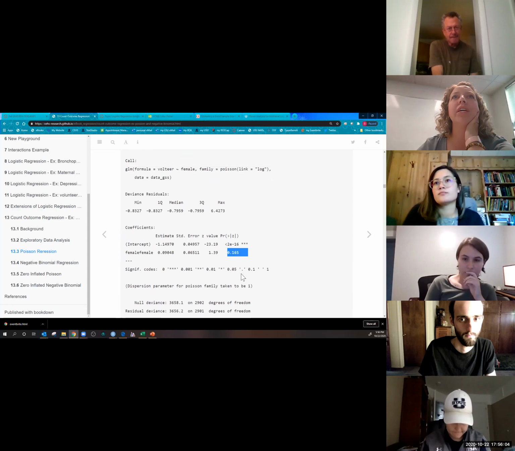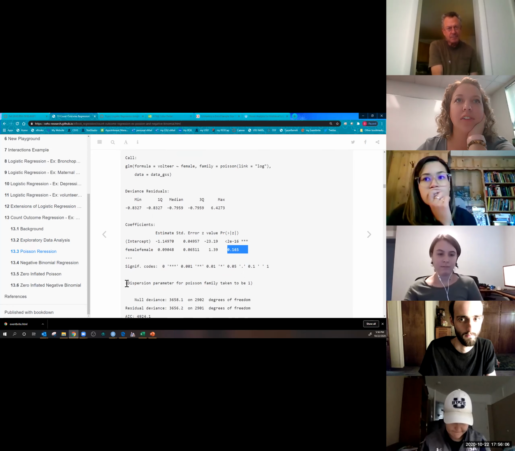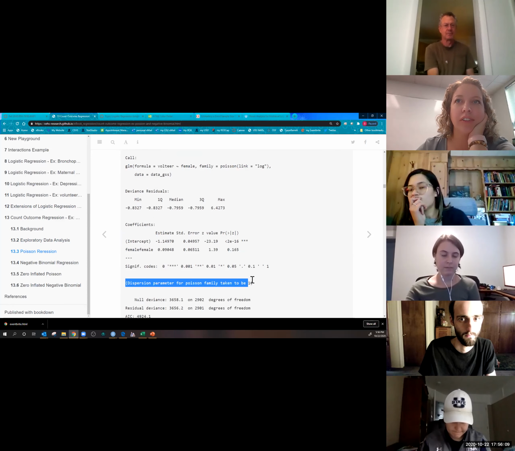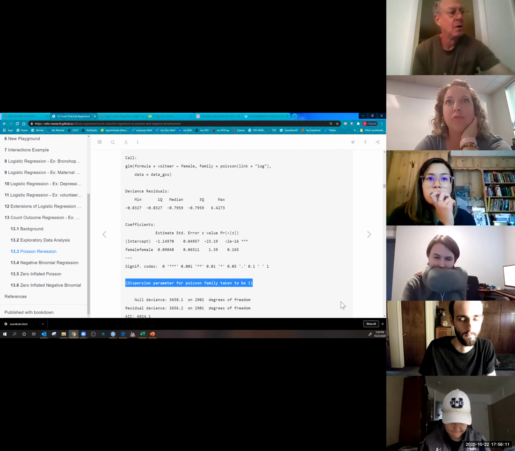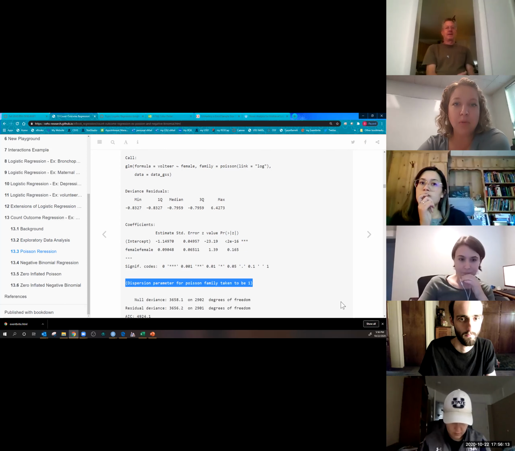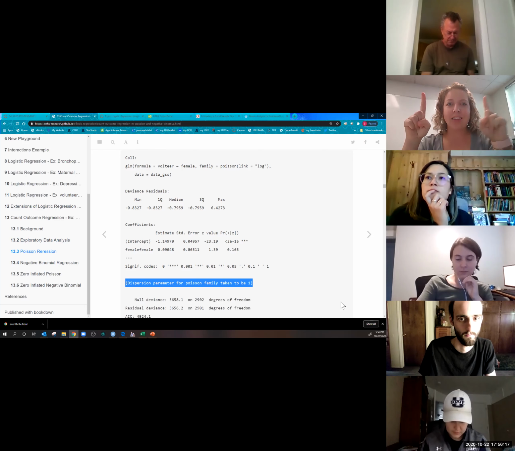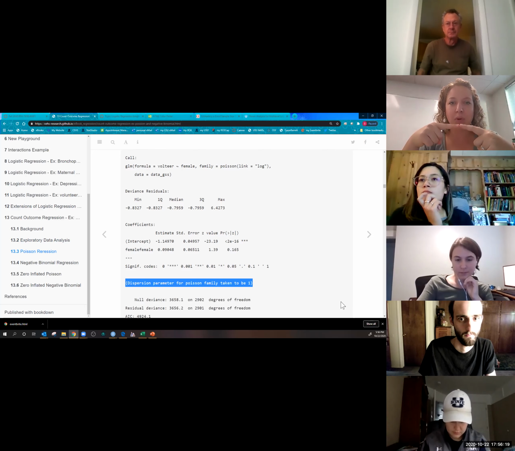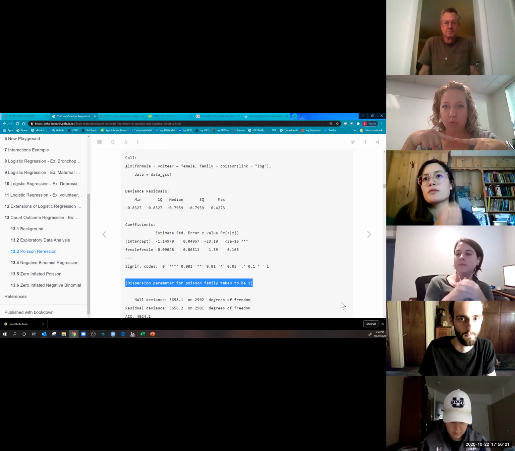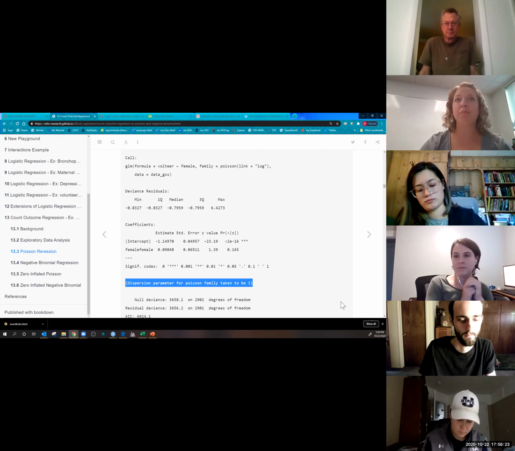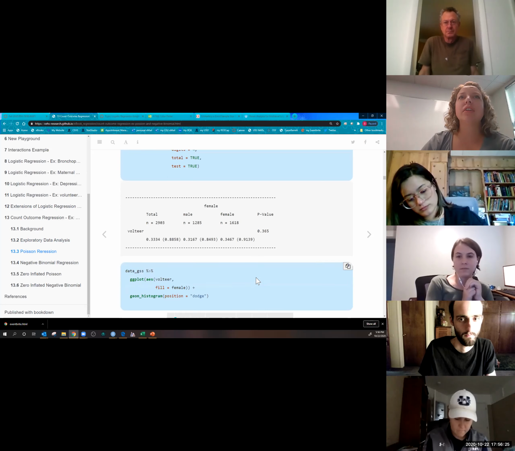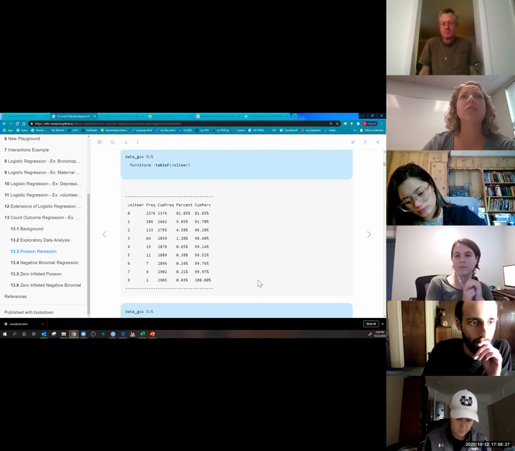Now, there is something on this output down here that comes out. Important to note. It says the dispersion parameter for Poisson taken to be 1. This is the part where the mean and the variance are assumed to be equal. That's a 1-to-1 ratio. That's why the dispersion is 1. When we look at, do we have it here? Did I do it?